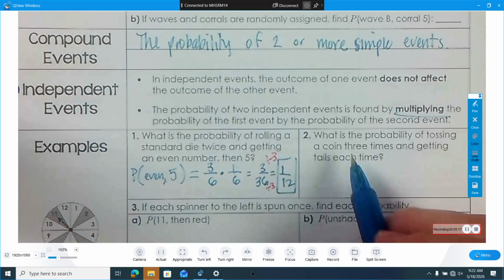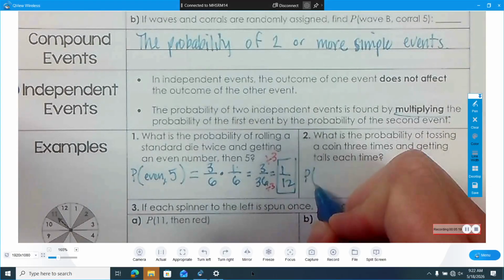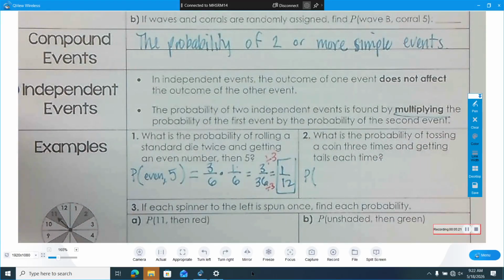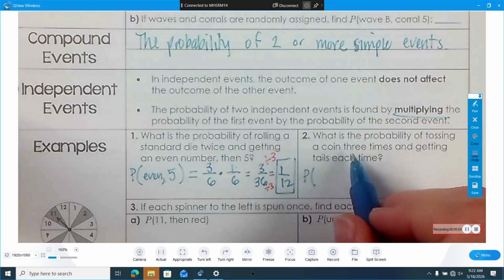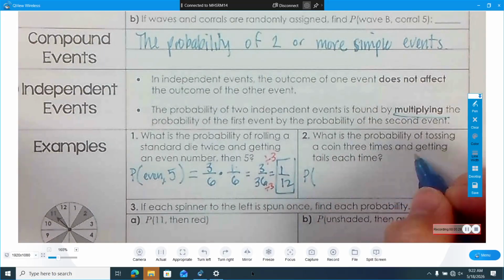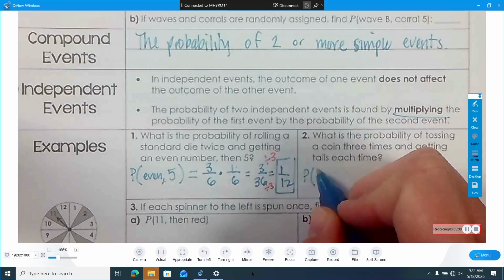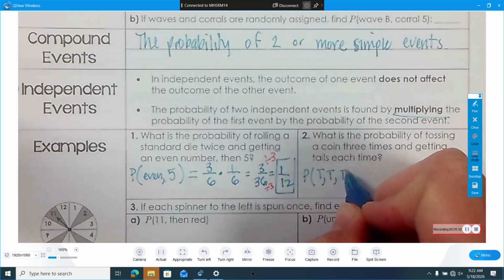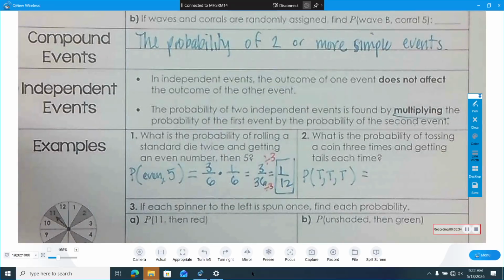Number 2, what's the probability? So I'm going to use my simple notation here, P for probability. What's the probability of tossing a coin 3 times and getting a tails each time? So probability of tails, comma, tails, comma, tails. That is what we want to know. So, again, I'm flipping a coin. What are our options when I flip a coin? It's just heads and tails, all right? How many winners would there be?